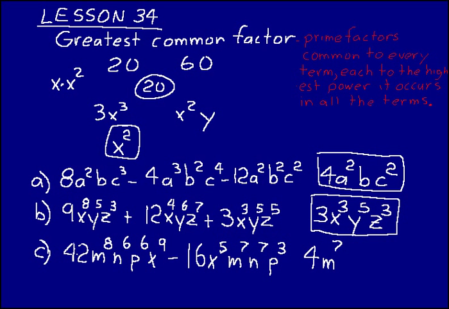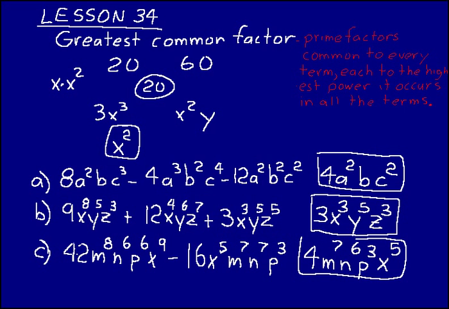Now let's look at the n's, and they both have an n in them, and they have an n to the 6th in common. That would be the greatest common factor. Then the p's, they both have a p in them, and p to the 6th and p to the 3rd, so p to the 3rd would be the greatest common factor. And then lastly, the x's, they both have an x in them, and there's an x to the 9th and an x to the 5th, so x to the 5th would be the greatest common factor there.